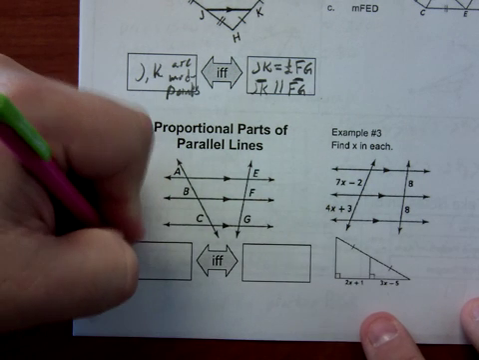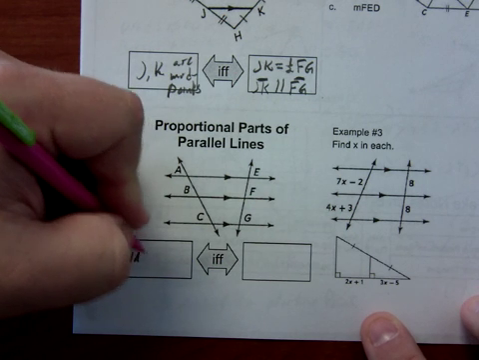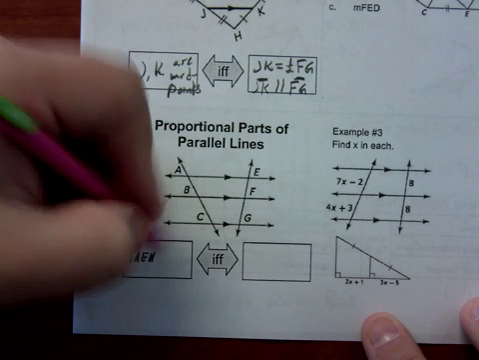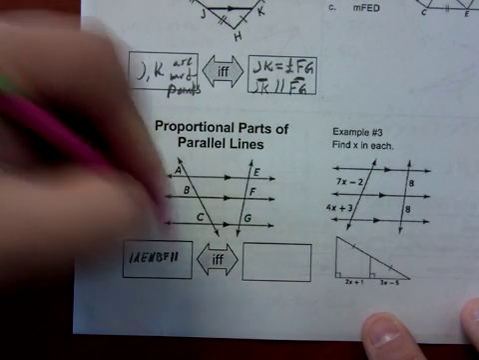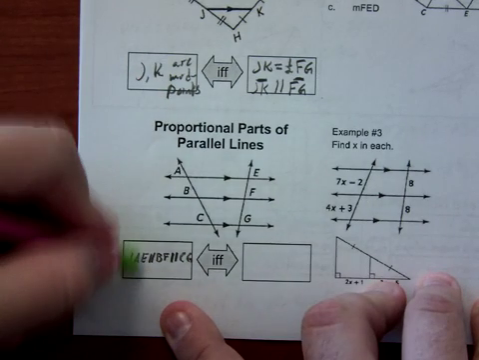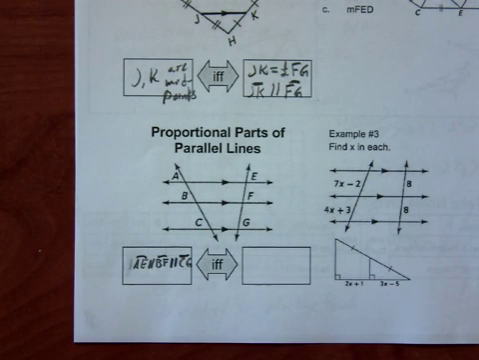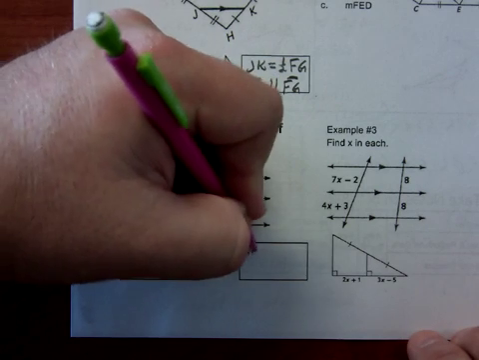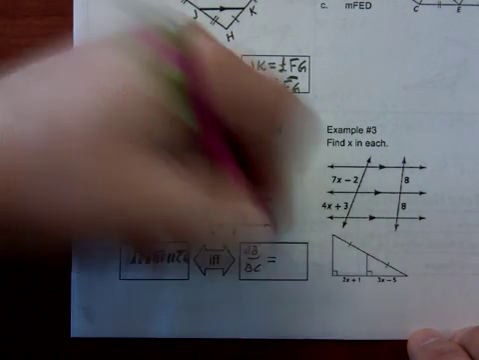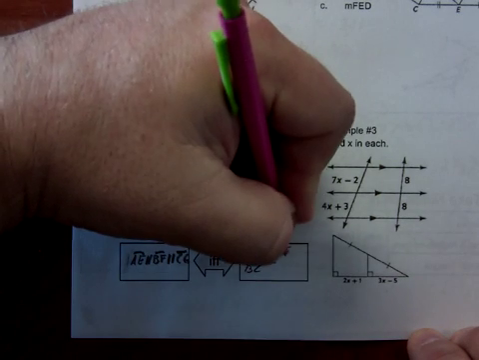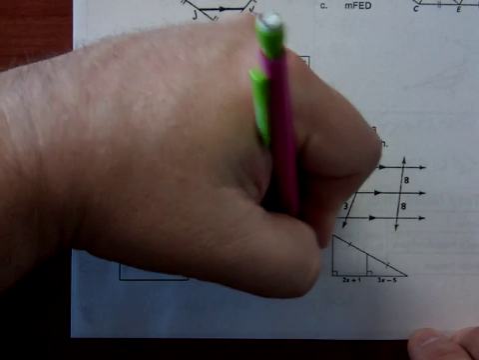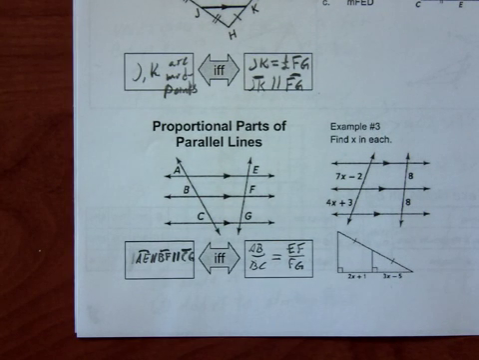So I'm going to say if AE is parallel to BF, and that's parallel to CG. So if all those lines are parallel, then we get proportional parts. So we get AB over BC is equal to EF over FG. Very good. The name of the game, guys, is making proportions, making these equations and solving them. If we know the lines are parallel, we can find out what a missing segment length is.